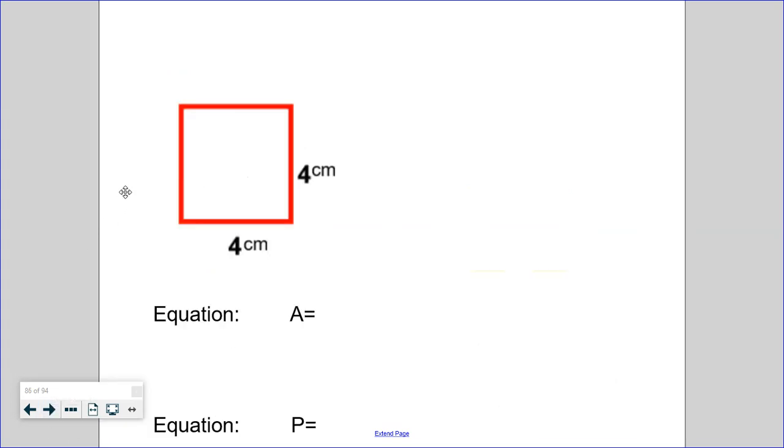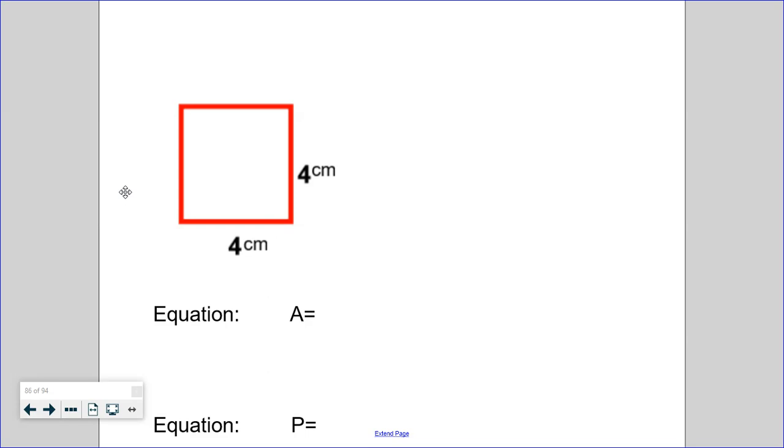All right, so here's where you're going to need your scratch paper. What I'm going to have you do for each of these is you're going to draw the shape and label it. You're going to write an equation to help you find the area and an equation to help you find the perimeter, and then you're actually going to find the area and the perimeter. I'll do this one with you.